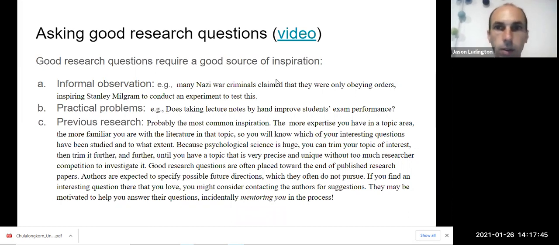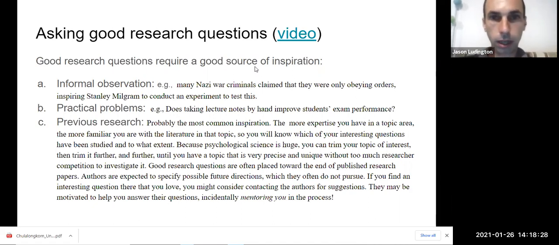Okay, so we've now heard about some ways of choosing a good research topic, mainly about creativity, but also how to constrain your topic to a manageable size. Good research questions require a good source of inspiration. So, where do you get your inspiration from for your research project? Maybe you considered your research question based on something you've always been wondering about from your informal observations.